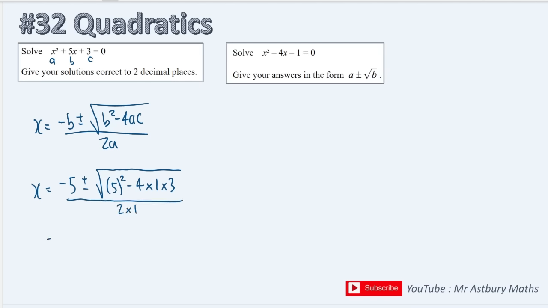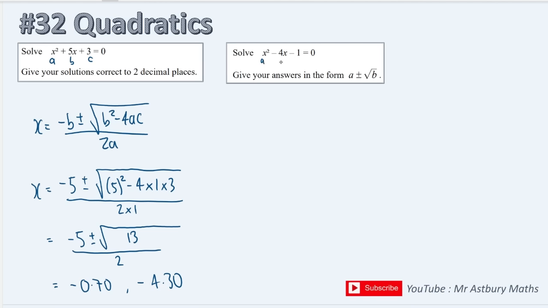Great. And then what I would recommend is simplifying down inside the square root. Just helps with method marks. 25 minus 12 is 13. And that's all over 2. And that's going to give me two answers of minus 0.70 and minus 4.30.